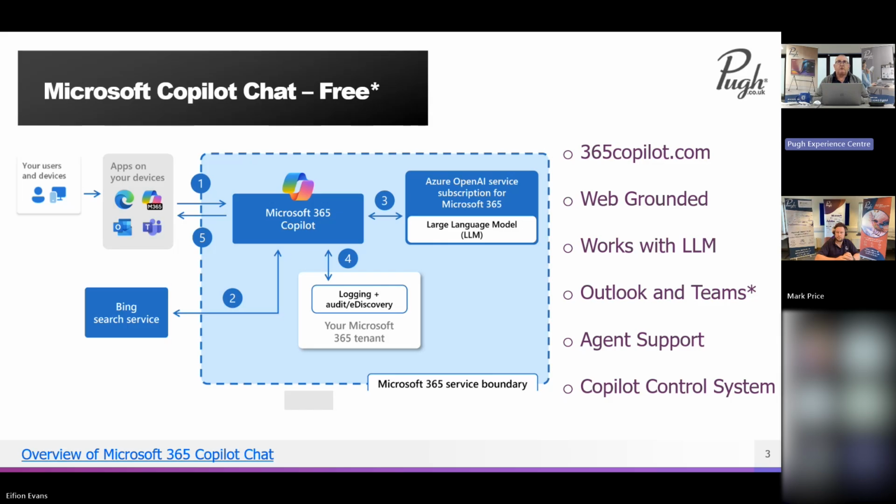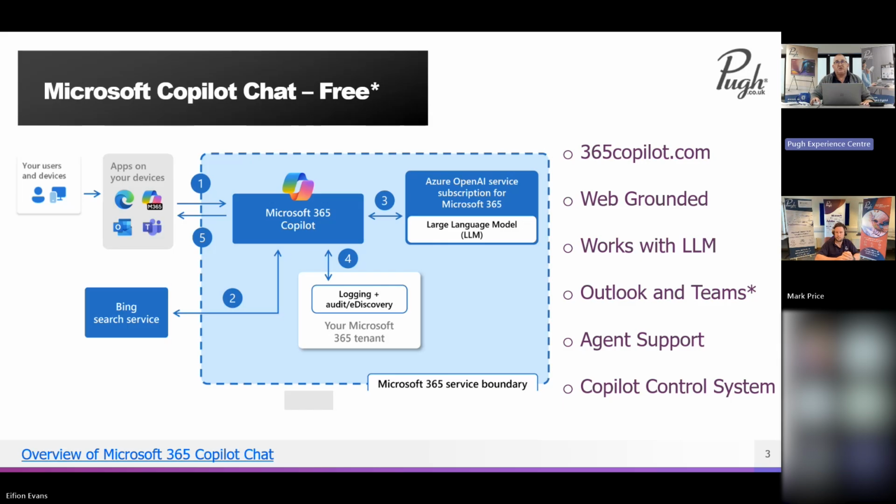However, it's grounded in the web data. It doesn't ground the answers. It doesn't look in your SharePoint to get the answers. It works with the same large language model based on OpenAI, ChatGPT, as the paid version. It can be pinned into Outlook and Teams, and I'll explain what pinning is in a bit, but basically you can have it in Outlook and Teams, but it's generally a sidebar that allows you to work within the app you're working in.